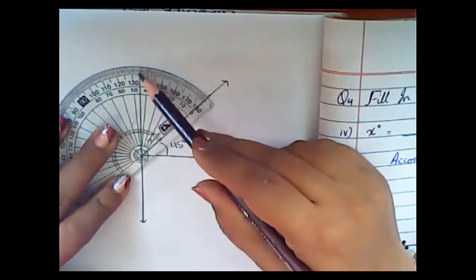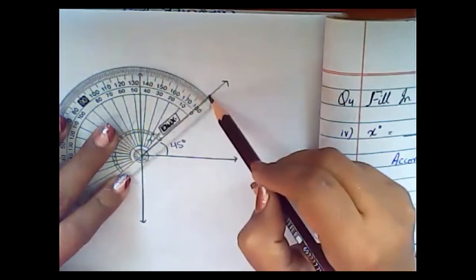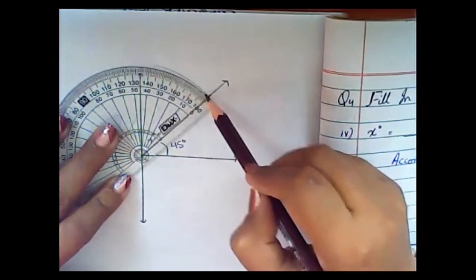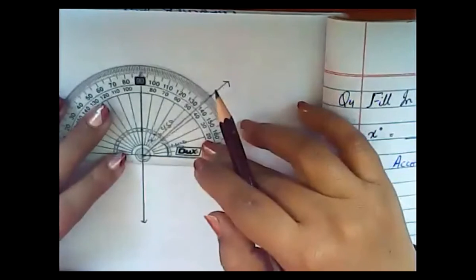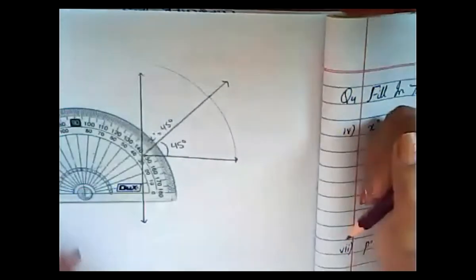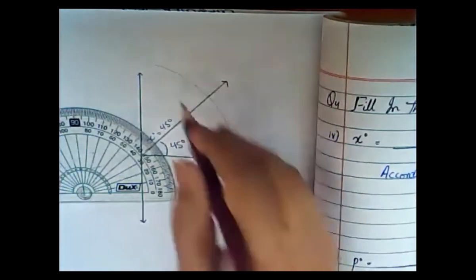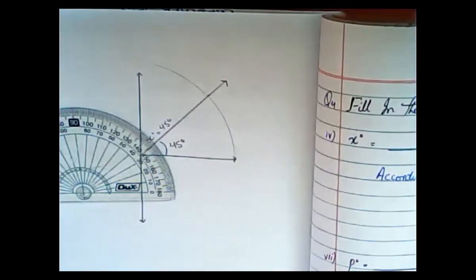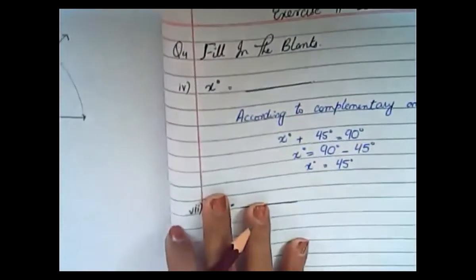Okay, 45 lies here. So, the angle from this side to this side is 45. Also, the angle from this ray to this ray is also 45. Understand? And together, collectively, they form an angle of 90 degrees. Clear? Now, move on to the number 7 bit.